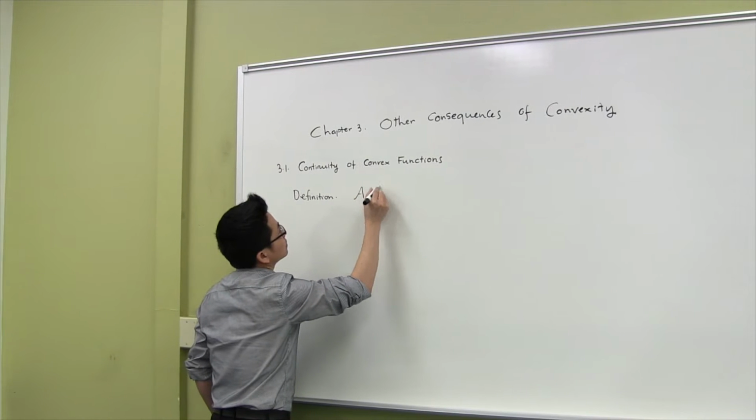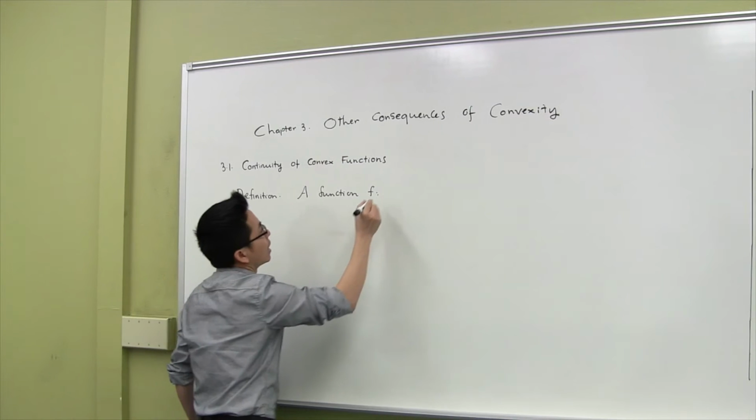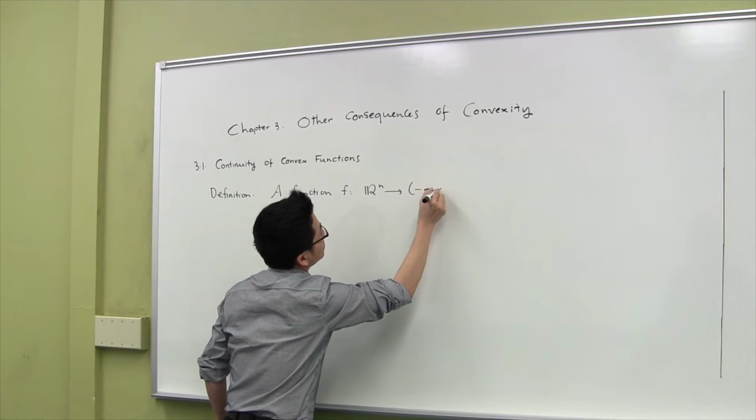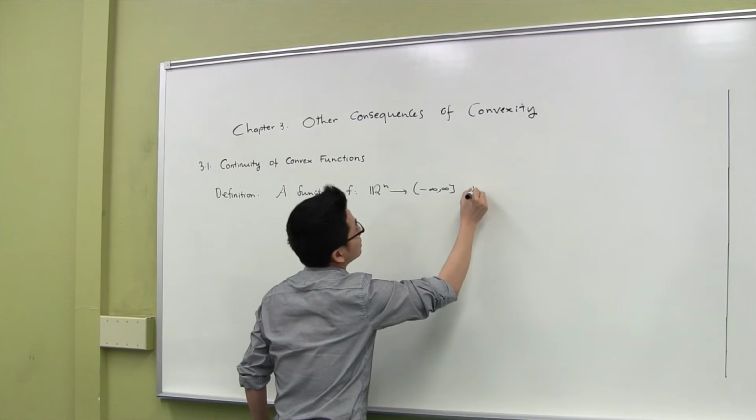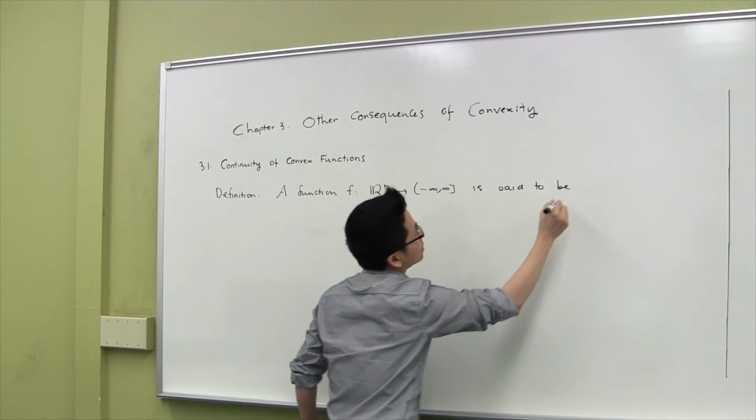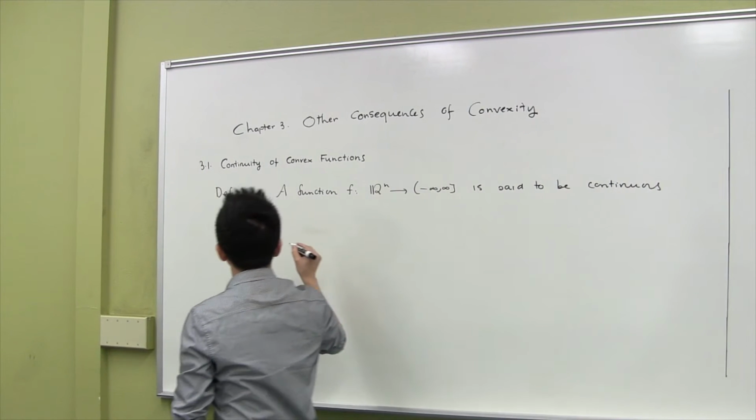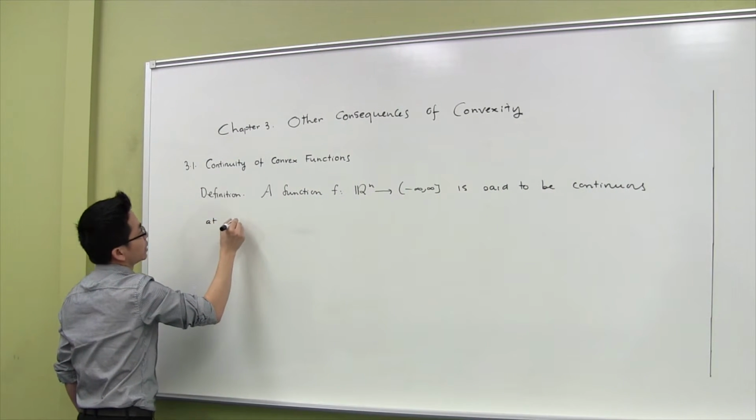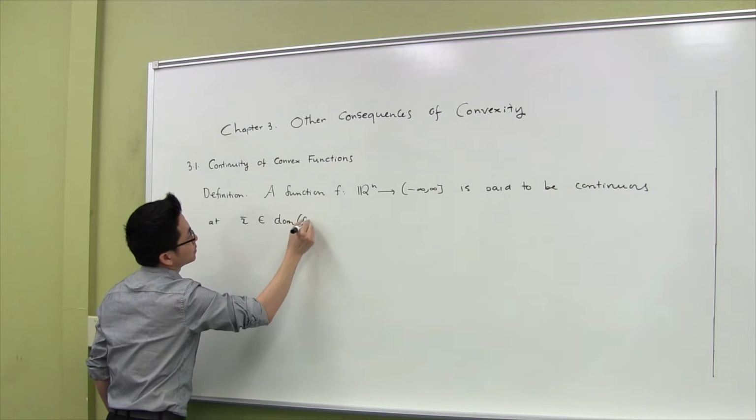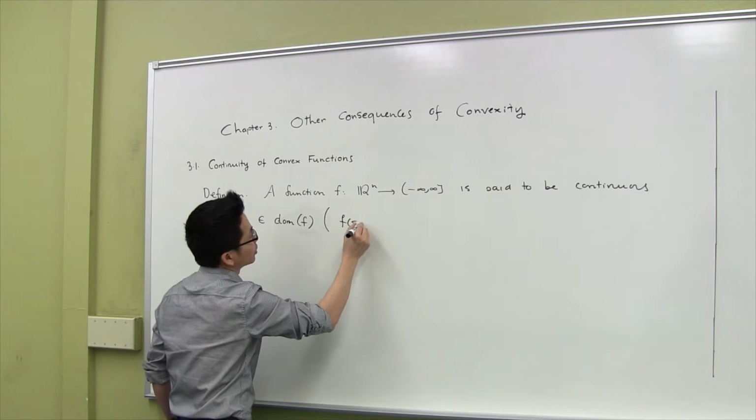A function f from Rn to the extended real line is said to be continuous at a point x bar in the domain of the function. Here, what it means is f of x bar is a real number.